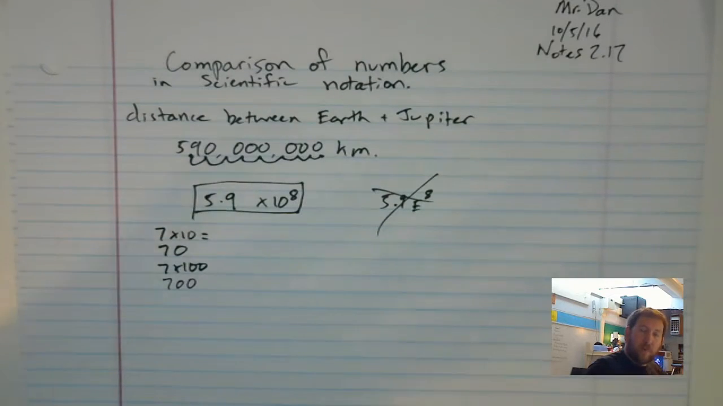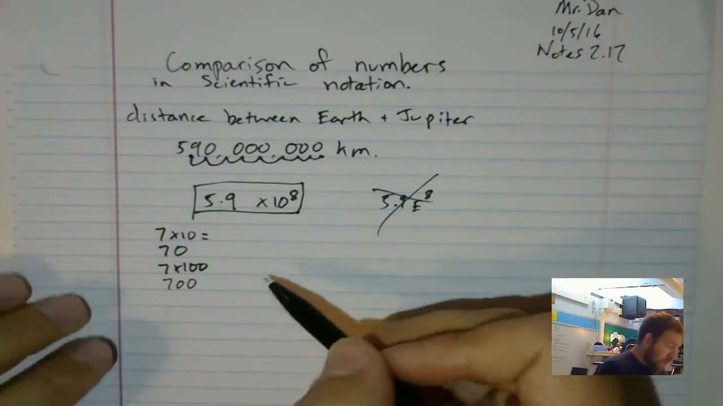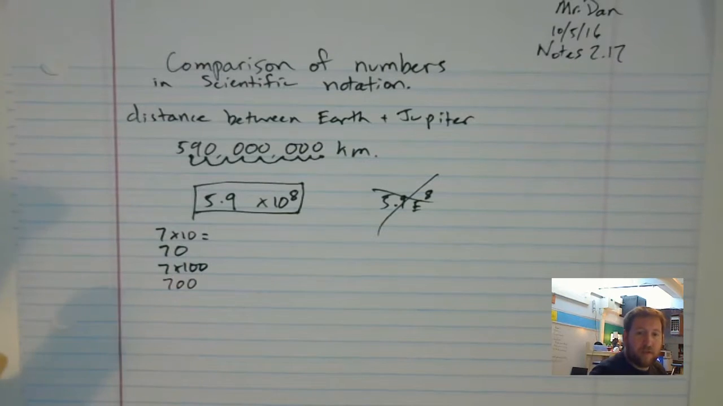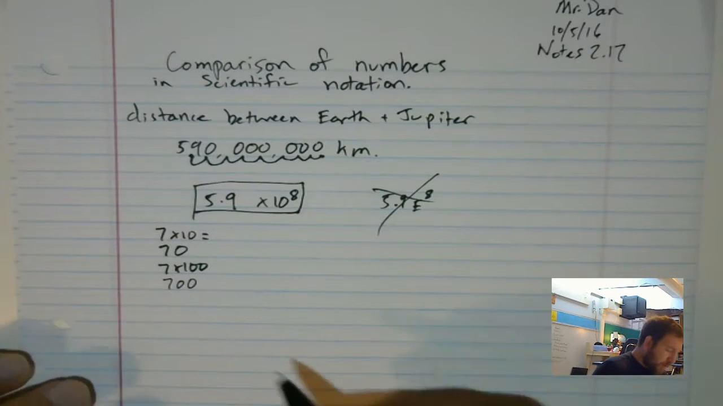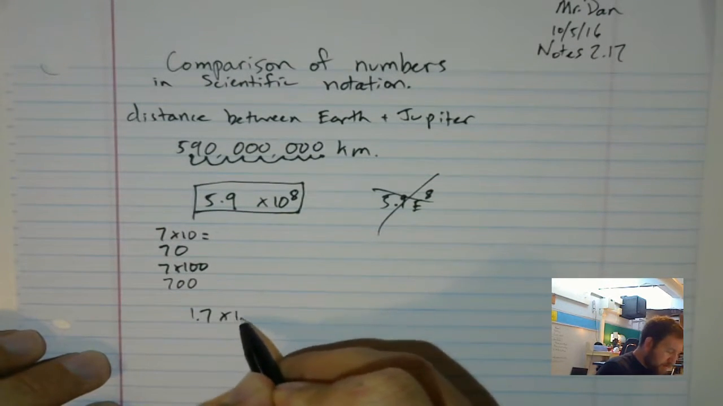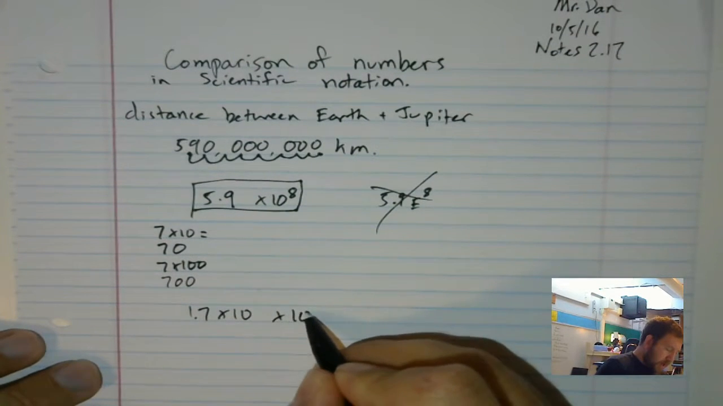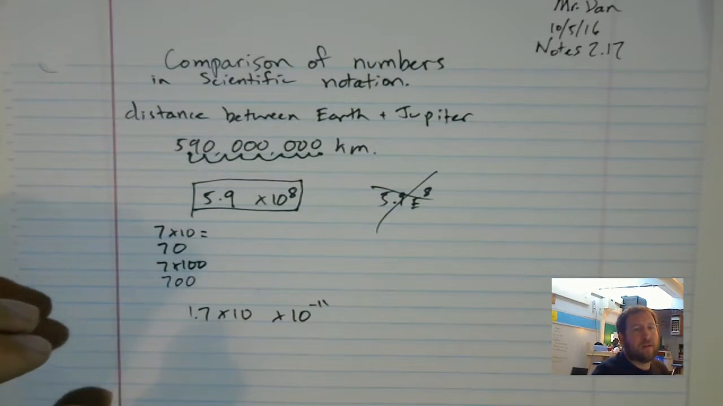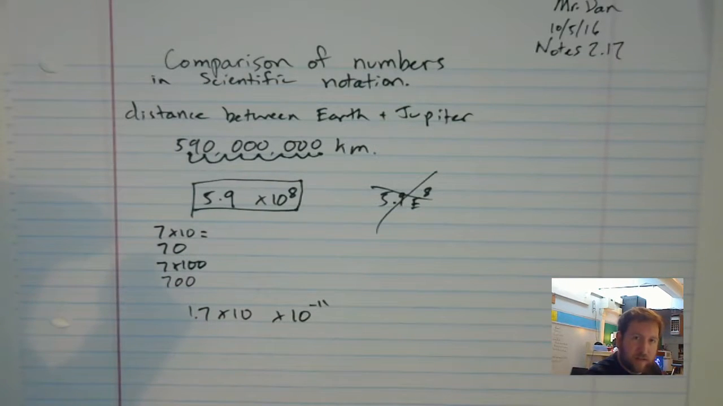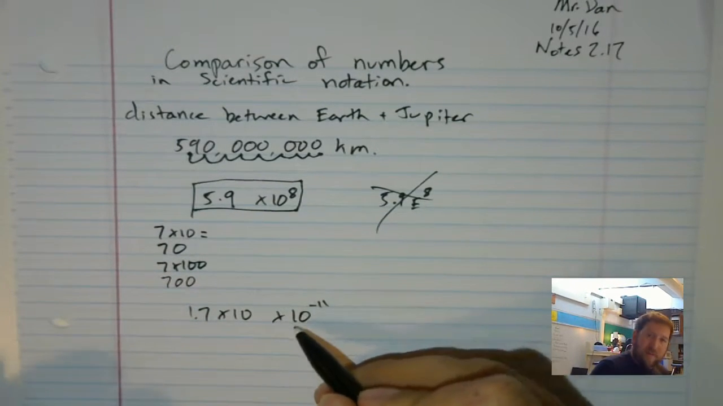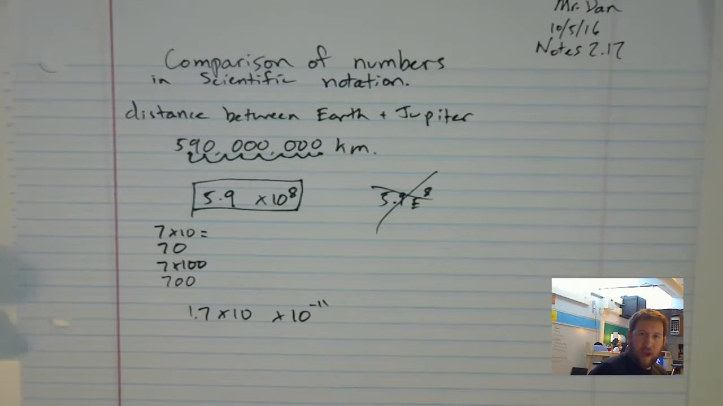Okay, so a little bit of a refresh, and then quickly, if I'm going to do a small number, remember that number we used last time, let me go find it, the diameter of an insect's cell was 1.7 times 10 to the negative 11th. Okay, so the question here is, when you have a negative exponent, why does it move the other way? Well, let me quickly explain.